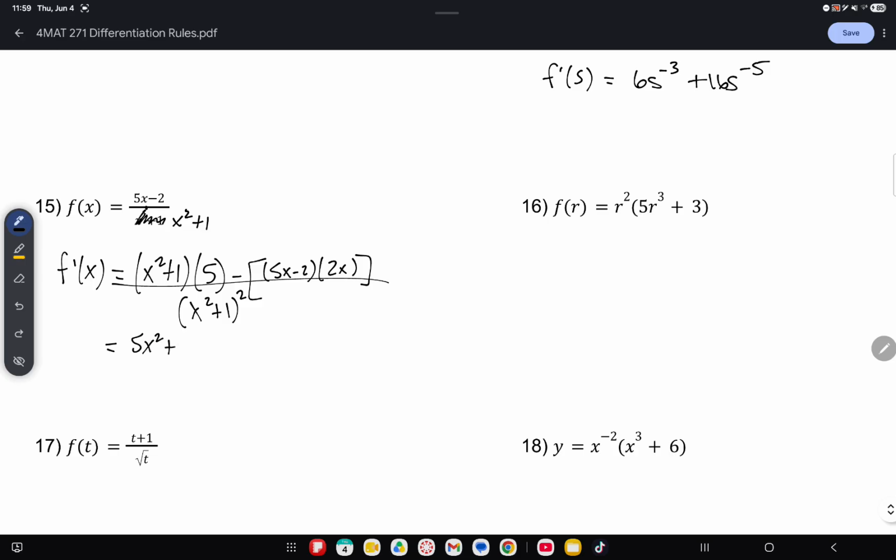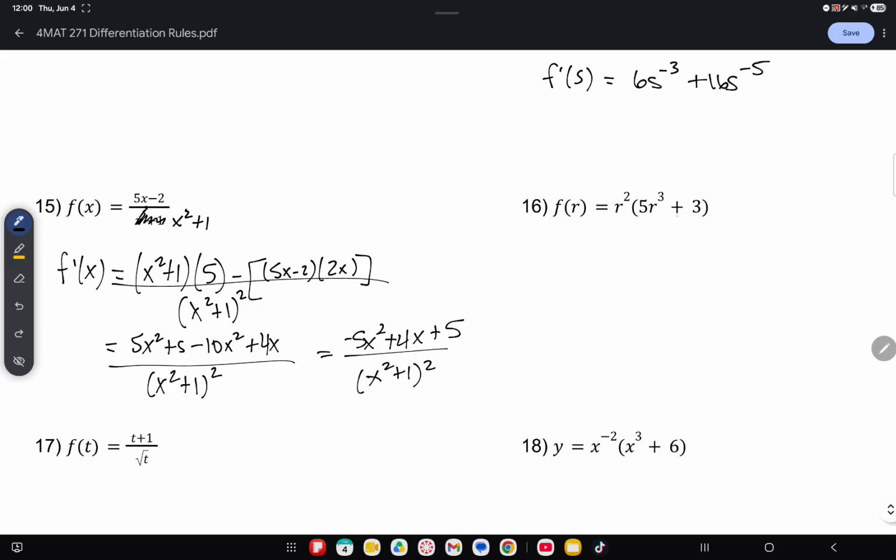So 5x squared plus 5. I'm going to do two things at once, and I'm going to distribute here and apply the negative. So that's 10x squared, so minus 10x squared, and that's -4x. So it's really positive 4x all over x squared plus 1 squared. Simplify just a little further. Make that a -5x squared plus 4x plus 5. I don't think anything can simplify from there, so I will leave it.